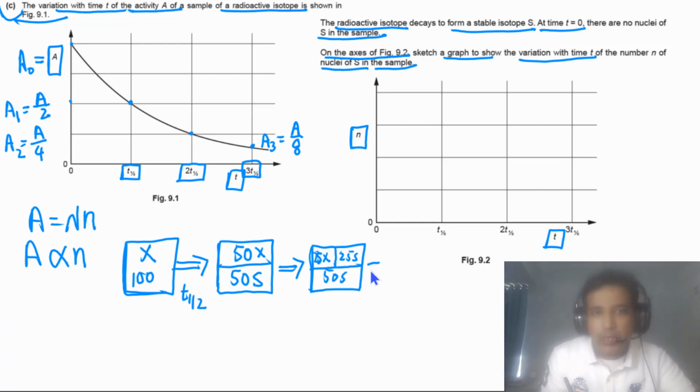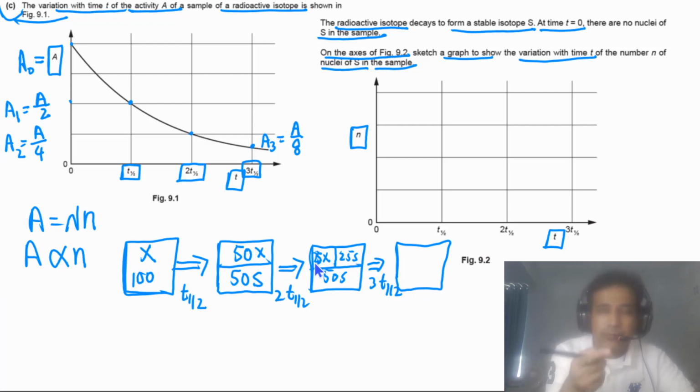If we write one more step, after another half-life, this 25 will be divided again by 2. So we will have 12.5 nuclei of X, and the rest of them will be S. So we will have about 87.5 nuclei of S.